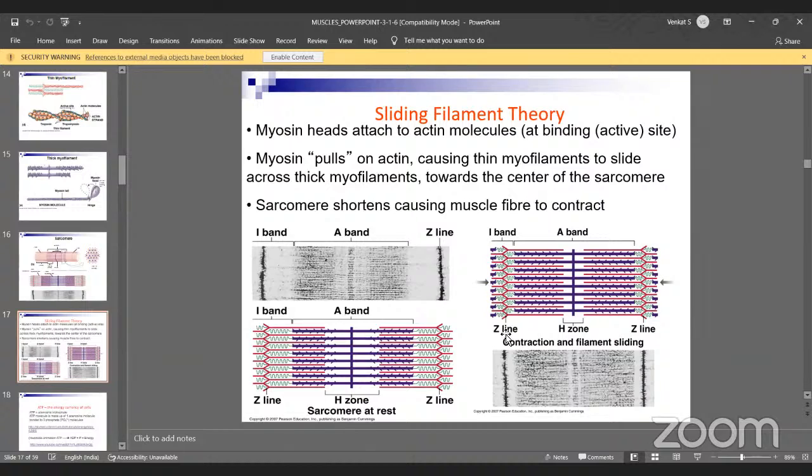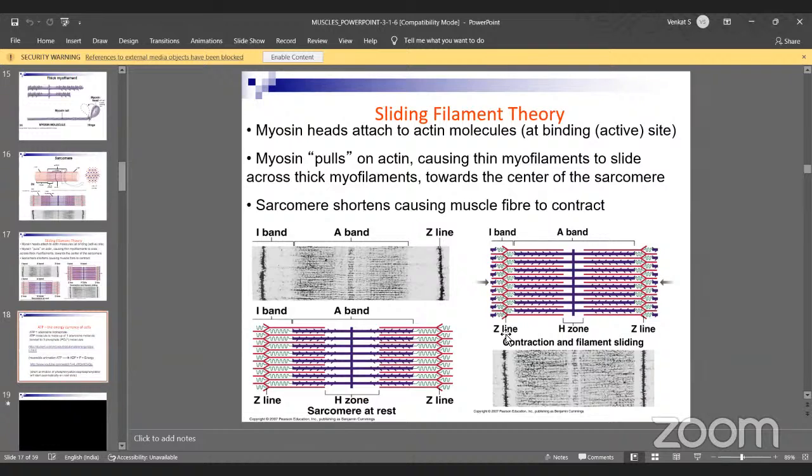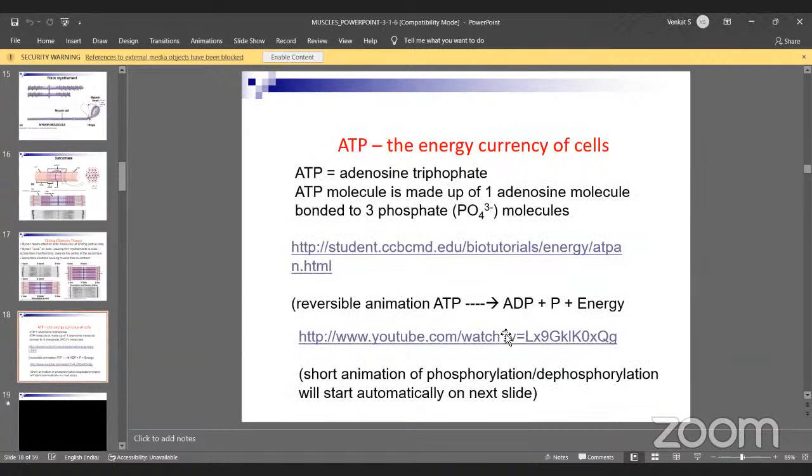The sarcomere at rest and non-resting, the contraction and filament sliding. So contraction and resting filaments, those are called the sliding filament theory. Then next one, ATP. ATP means adenosine triphosphate, which is one of the energy currencies.